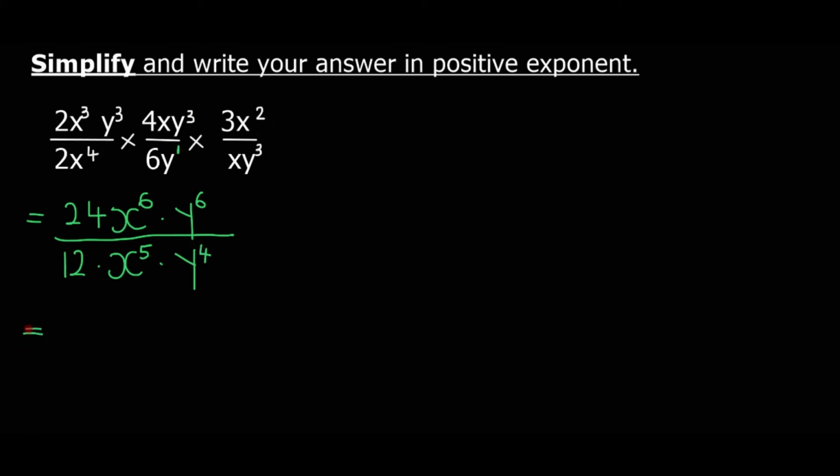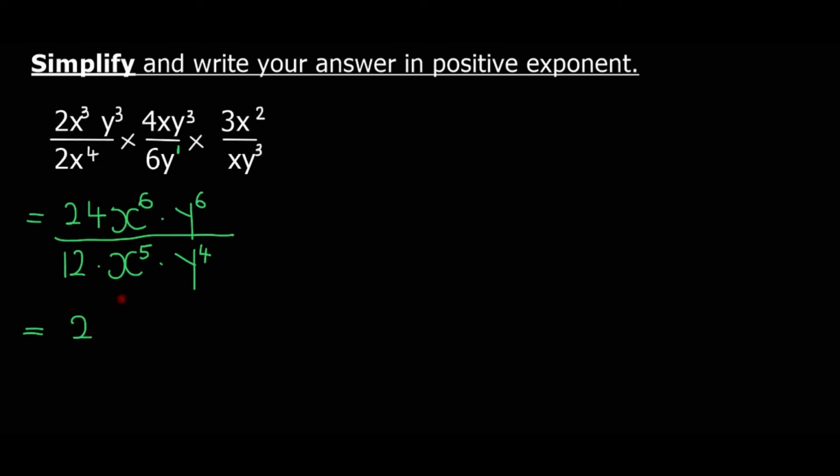And then from this step, we use the law for division. We look at whether the base is the same, we write that base, and then we subtract the exponent at the top from the one at the bottom. But we start first by dividing the numbers. This means 24 divided by 12. 24 divided by 12 is 2.